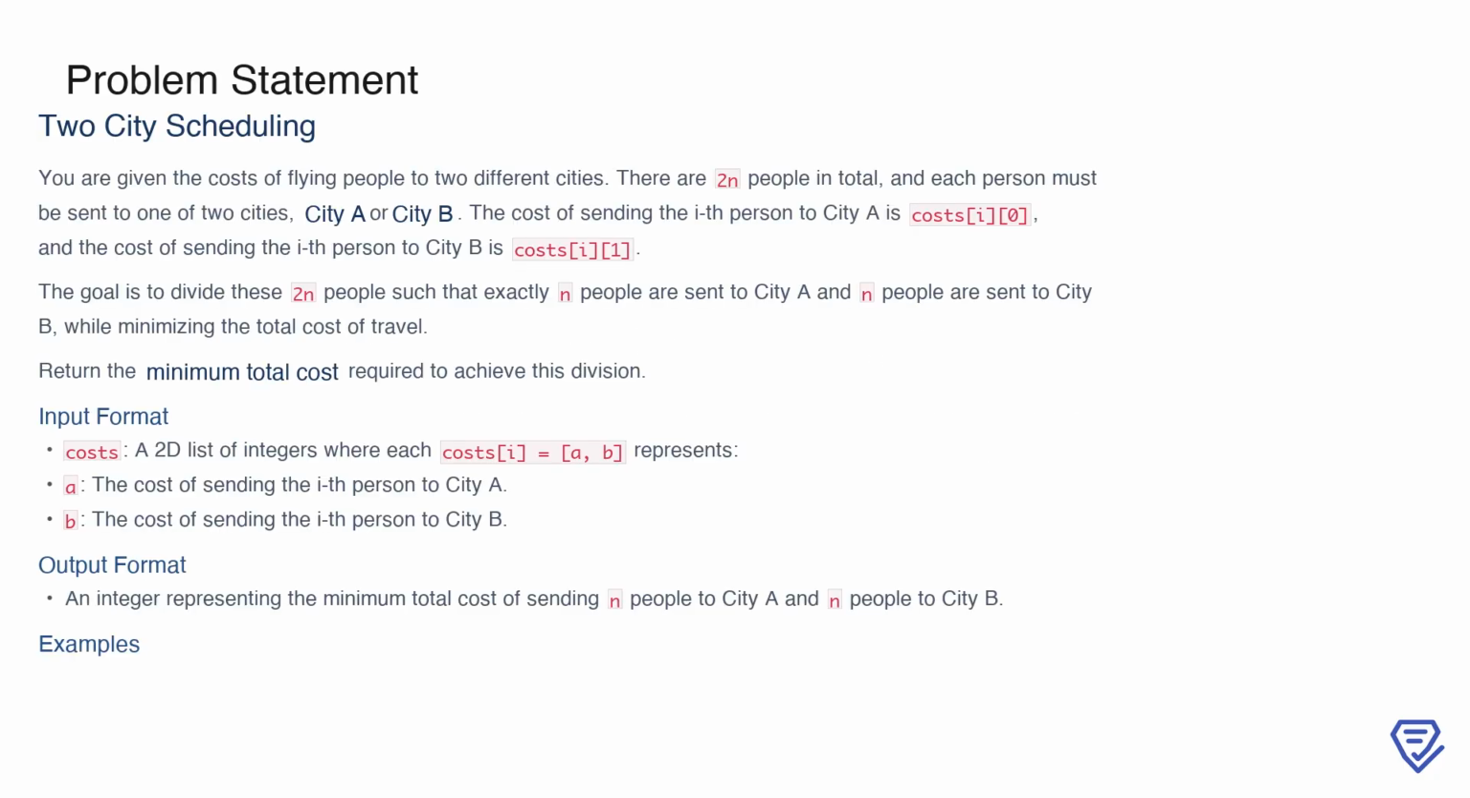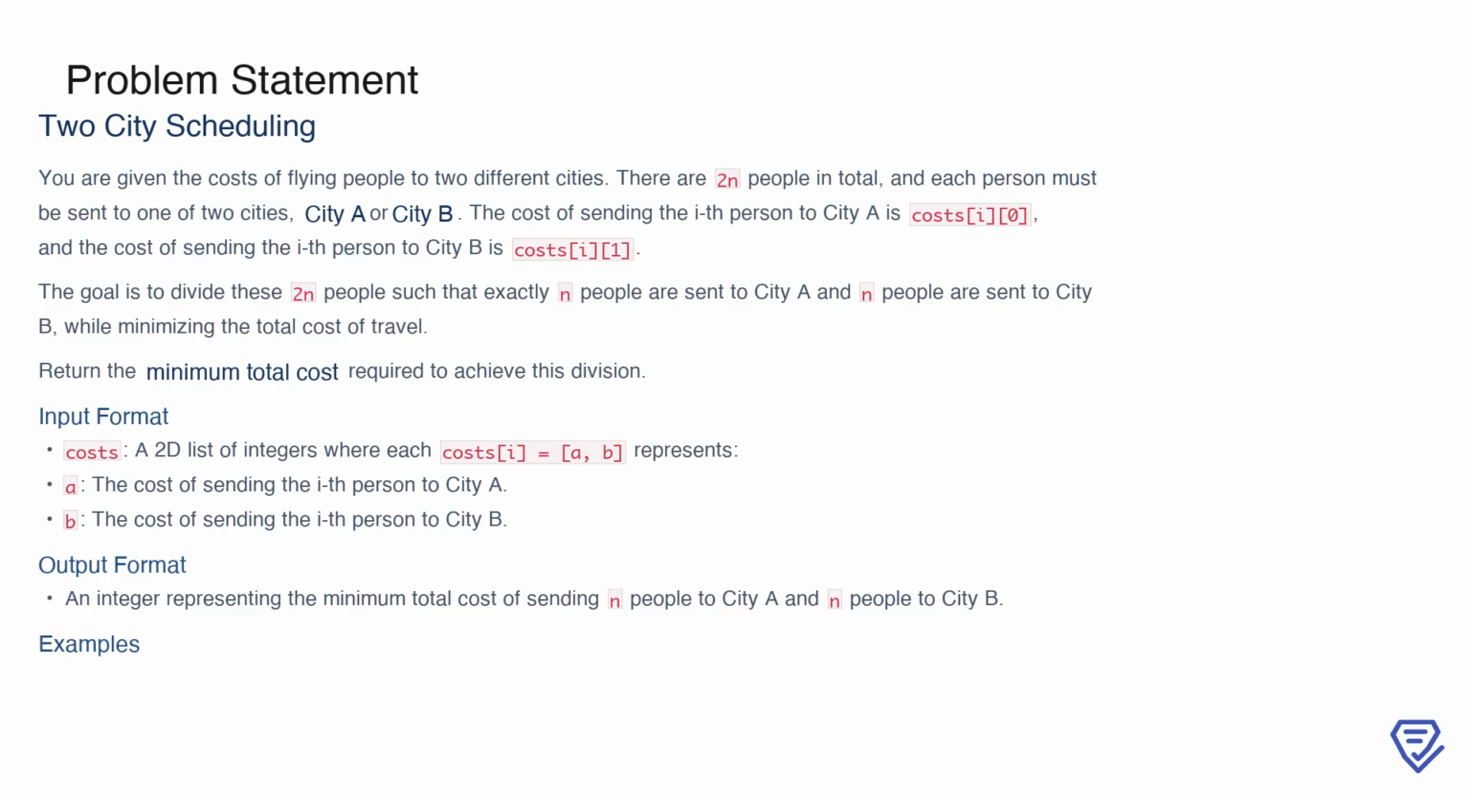In this problem, we need to make decisions about sending people to two different cities, City A and City B, while minimizing the total travel cost. Each person has a unique cost associated with traveling to each city, given as costs[i][0] for City A and costs[i][1] for City B. The challenge is to divide the people equally between the two cities, meaning exactly n people must go to City A and the other n to City B. The objective is to find the minimum total cost required to achieve this division.